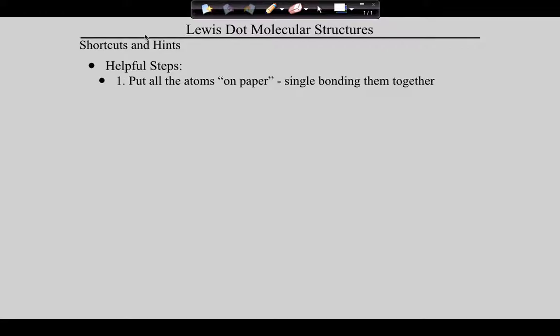So guys, these are the rules for writing these things. You want to write this down with me. These are the shortcuts. But again, guys, they always work. And when I say shortcuts, really we're going to treat them as steps with shortcuts sprinkled in. So guys, it goes like this. Step number one is this: put all the atoms on the paper. Just get them on the paper and single bond them together.